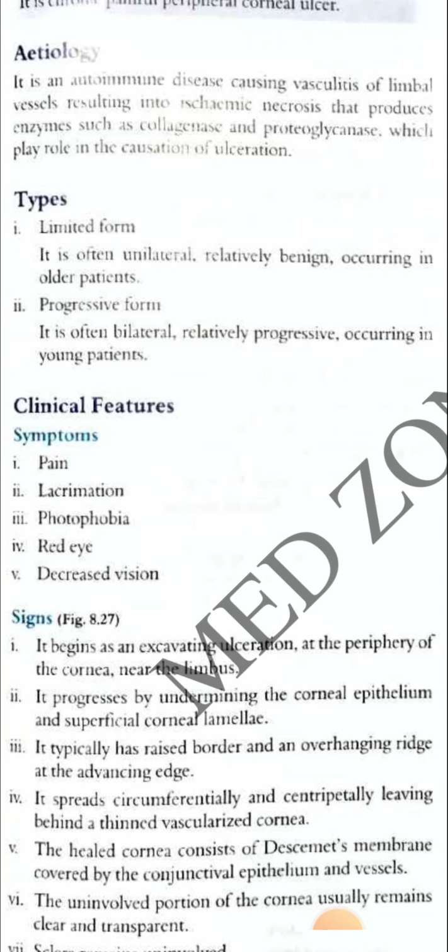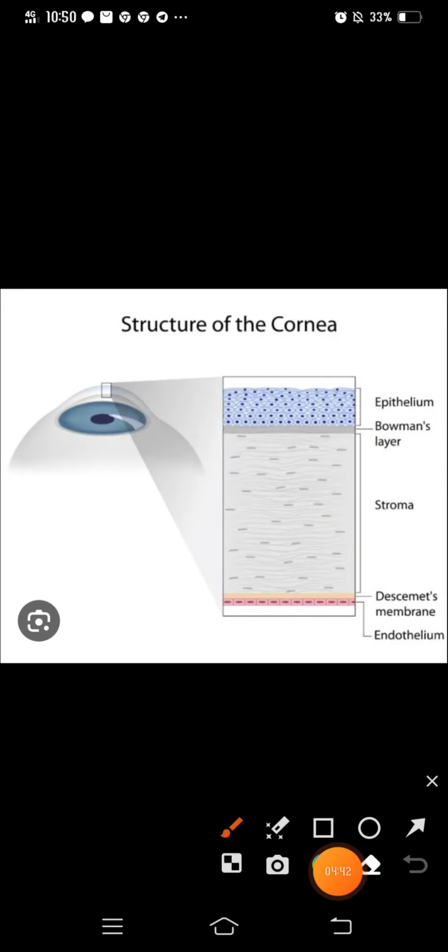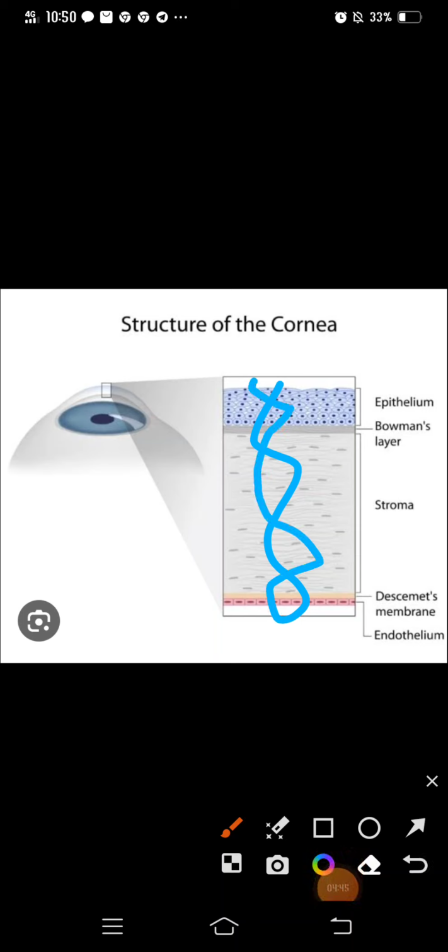These enzymes result in the causation of the ulcer. Your cornea is basically made up of collagen. 90% of the content of your cornea is collagen. So if there is collagenase enzyme, then all that collagen in your cornea will start being destroyed. If the collagenase enzyme comes, the collagen of the cornea is destroyed, and ultimately your cornea is destroyed.